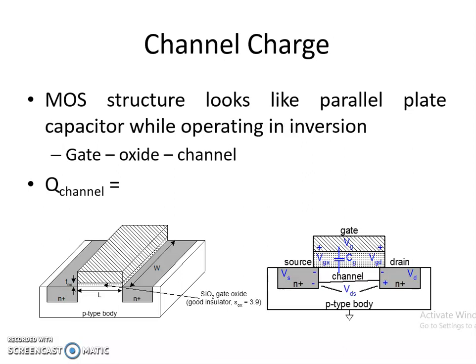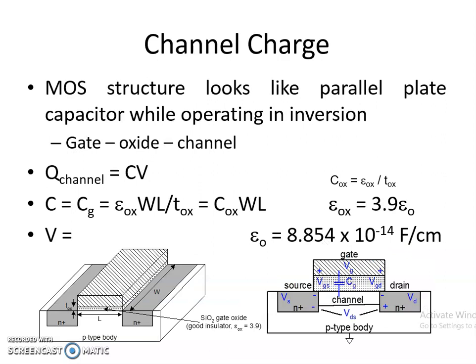The MOS structure looks like a parallel plate capacitor, so there is a capacitive effect between gate and the body, and since an insulation layer is also there, we can say that a gate capacitance is present between gate and the channel. So the charge of the channel can be defined as C into V, where C is the capacitance and V is the voltage across that capacitor.